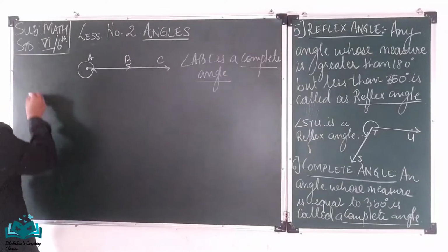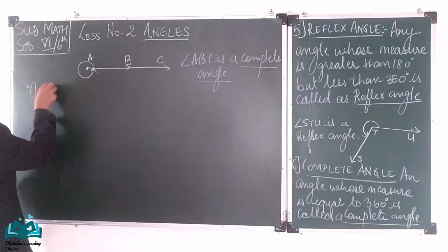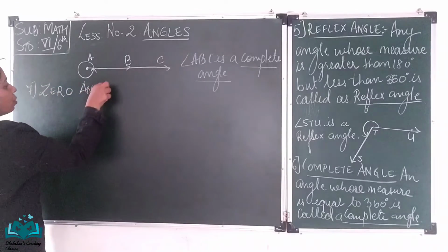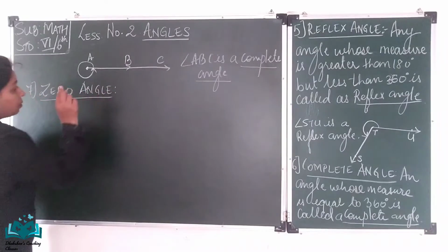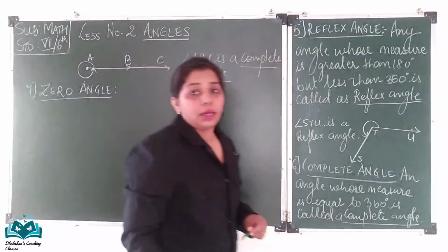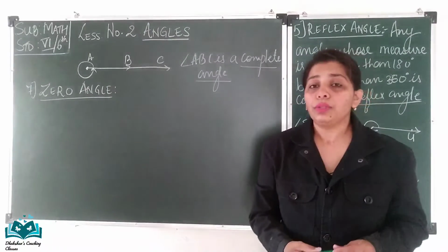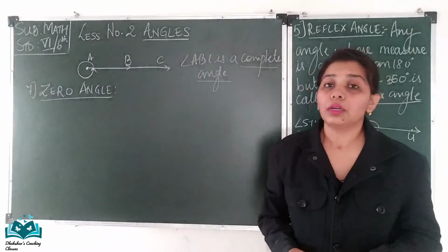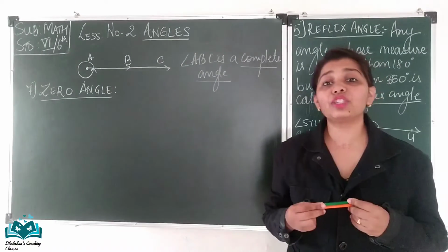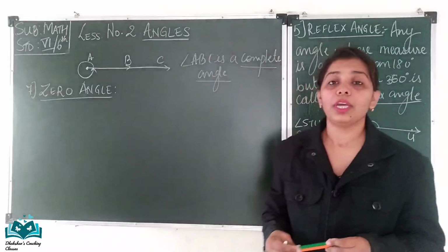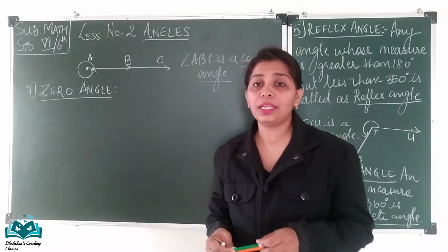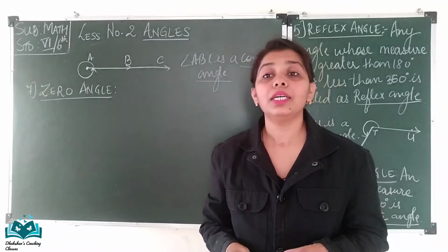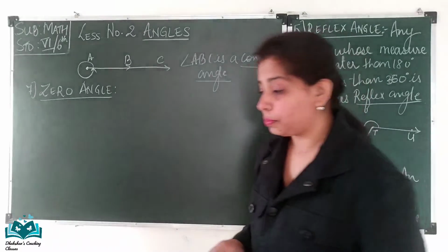The last type of angle is your zero angle. Now here how you will write down for zero angle. The angle has not started only. So any angle whose measure is equal to 0 degree is called as a zero angle.